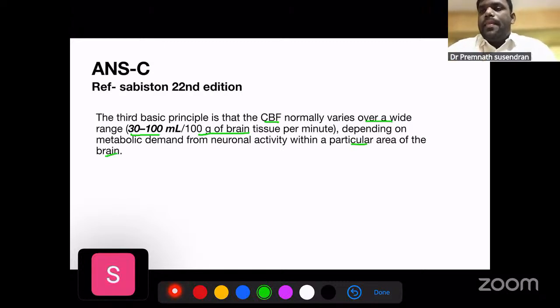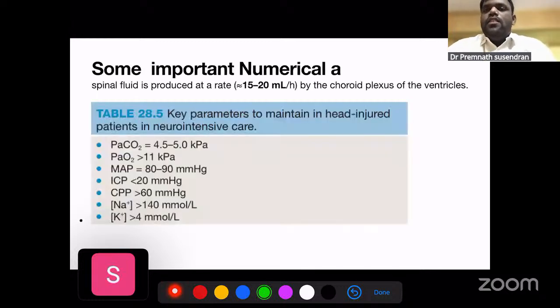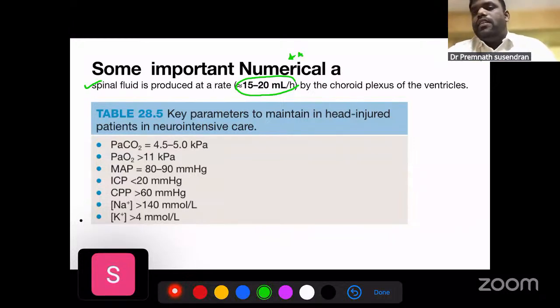Okay, so what other MCQs can be asked in future? These are some important numericals that you have to remember. The spinal fluid, that is CSF, is produced at a rate of 15 to 20 ml per hour by the choroid plexus of the ventricle. Just make a note. You don't need to remember all the numericals in neurosurgery; these are some common ones. One is cerebral blood flow, 30 to 100 ml per 100 gram of tissue, and the other is CSF production rate, 15 to 20 ml per hour.